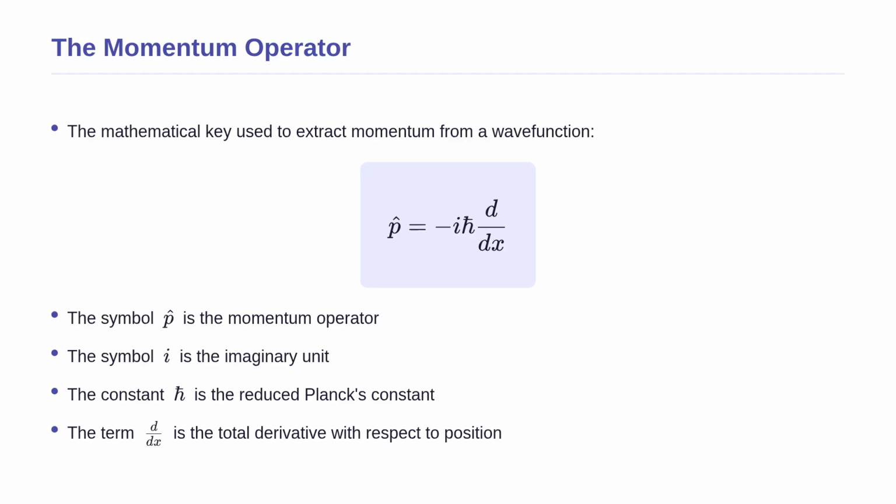This formula represents the momentum operator. The little hat symbol above the P tells us it is an operator, not just a regular number. The symbol i is the imaginary unit, and h bar is the reduced Planck constant, a tiny number setting the scale for the quantum world. Finally, the d by dx term is the total derivative with respect to position. This is the mathematical instruction telling us to find the rate of change of the wave function strictly along the x direction.